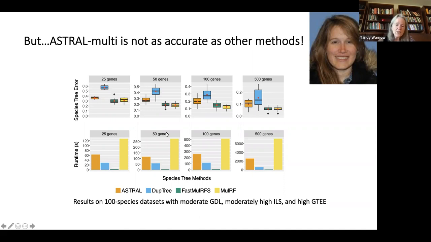Now, it's also not the fastest method, right? Here's ASTRAL-multi. It's not as fast as one of the two Robinson-Foulds supertree heuristics. So it's not as accurate and it's not as fast. It tells you that statistical consistency guarantees don't give you relative performance advantages.